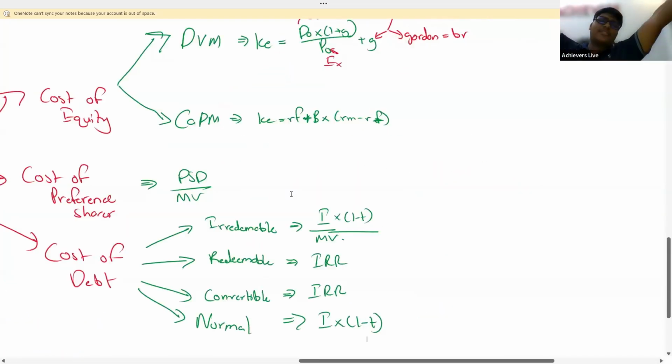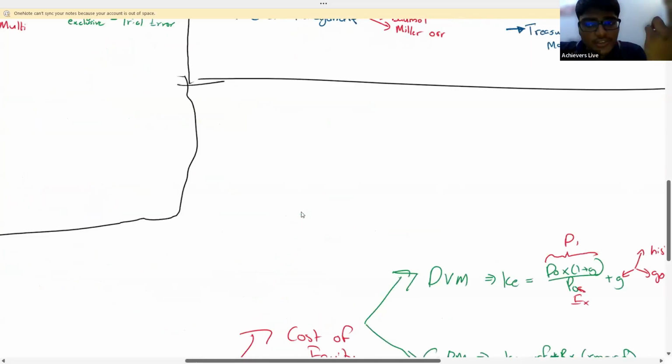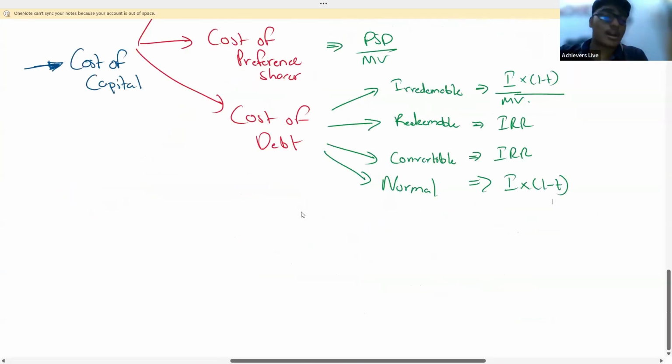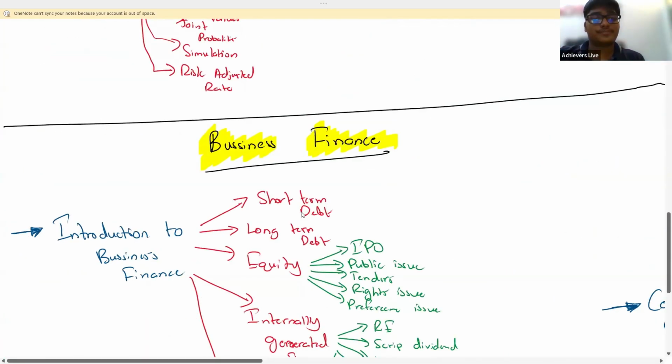So once you calculate all of these different costs, you will calculate the weighted average cost of capital. The weighted average cost of capital can be calculated based on target weights, it can be calculated based on market values, or it can be calculated based on book values.